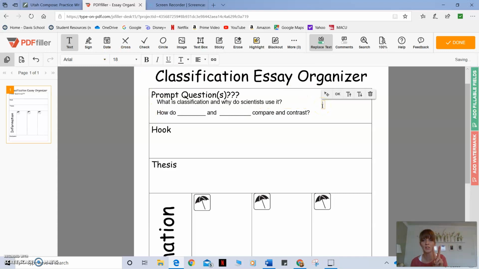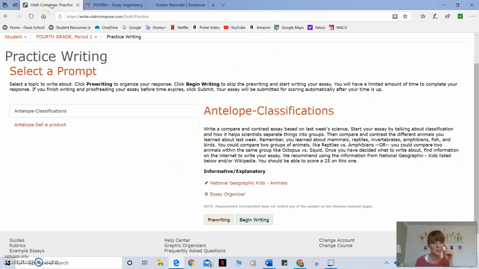Our prompt asked two questions. What is classification? Why do scientists use it? And how do blank and blank compare and contrast? Your essay organizer is written. Step 1 is done, and you have analyzed the prompt. Now we're going to go back to this prompt and we have to make a decision about what we want to write about. So off the top of your head, what are you thinking you want to write about?